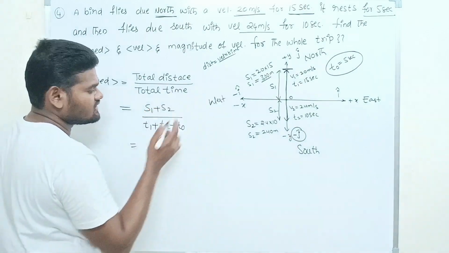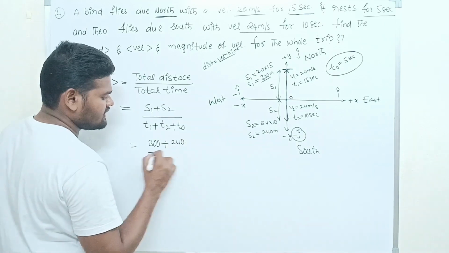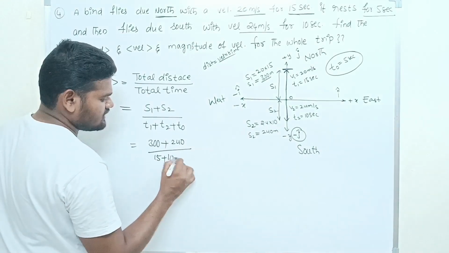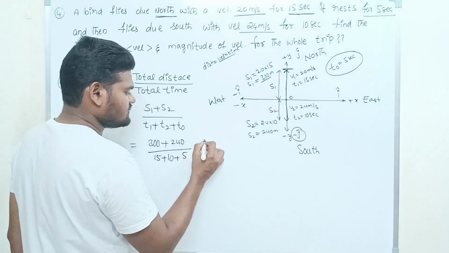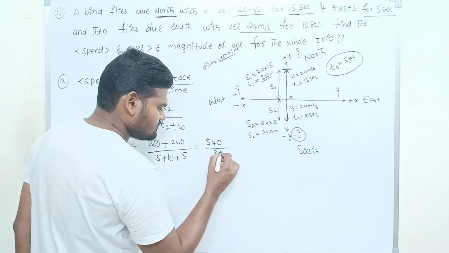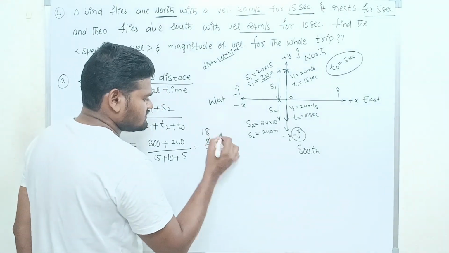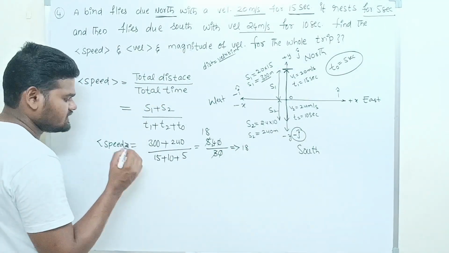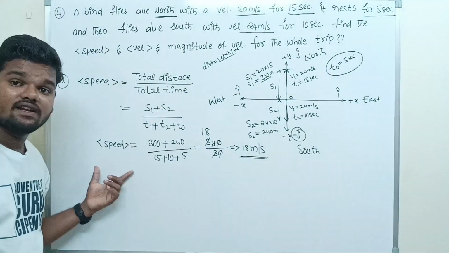Just substitute. What is S1? 300 plus S2, 240, divided by time T1 15 seconds, time T2 10 seconds, time T0 5 seconds. 300 plus 240 is 540, divided by 15 plus 5 is 20, plus 10 is 30. 540 divided by 30 is 18. What is 18? Average speed. What are the units? Meter per second. 18 meter per second. This is the average speed.